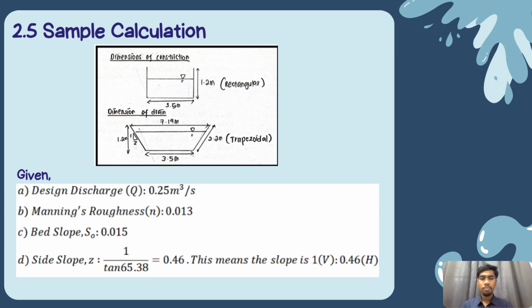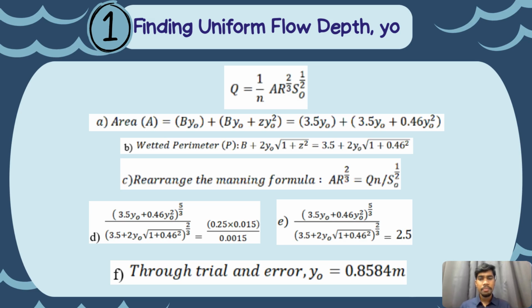For the next part, let's move on to the sample calculation. The picture explains the rectangular and trapezoidal measurements for our project. The given values are Q equals 0.25 cubic meters per second, Manning roughness n equals 0.013, S0 equals 0.015, and the side slope Z equals 0.46. This means the slope is 1 vertical to 0.46 horizontal. For this part, I'll explain how we find our uniform flow depth Y0, for which we use the Manning formula Q equals 1 over n A R^(2/3) S0^(1/2).